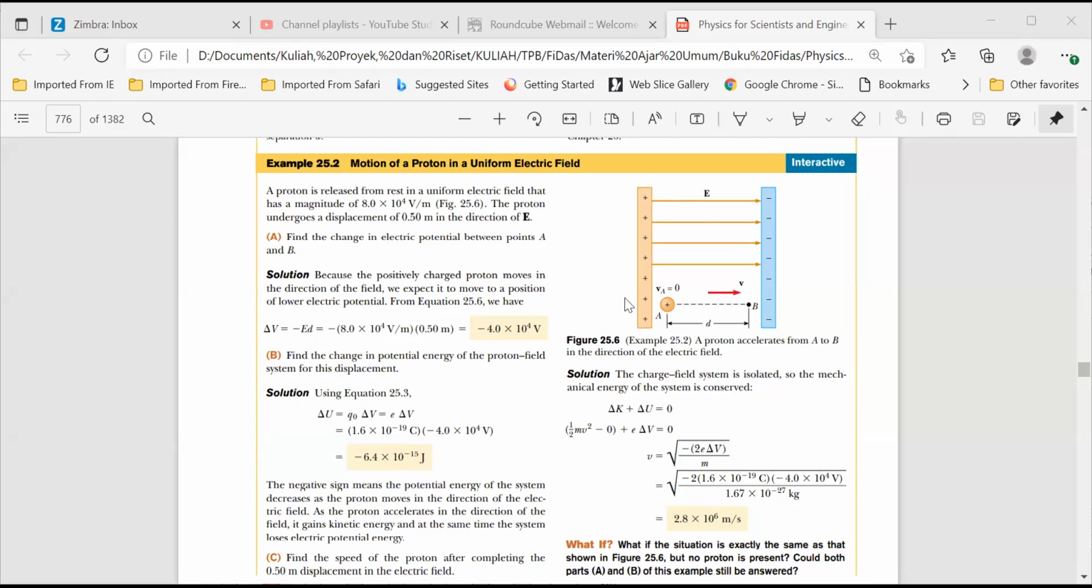So this positive charge moves towards the negative pole. The potential in the negative pole is clearly less than the potential at the positive pole. So the difference should be less than 0, because the final potential minus the initial potential, which is positive, means the difference should be negative. Good.